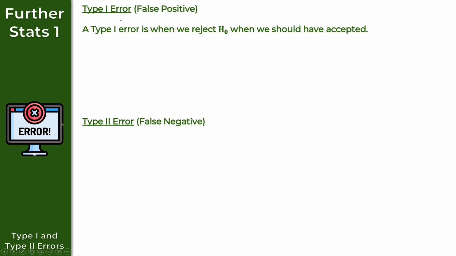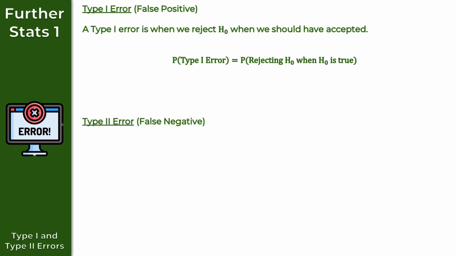Okay. Now you also need to be aware about how we calculate the probability of a type 1 and a type 2 error. So for the probability of a type 1 error here, that is equal to the probability of rejecting H0 when H0 is true. And I do hope that makes sense based on our definition here of a type 1 error. Okay, so that's everything then for a type 1 error.